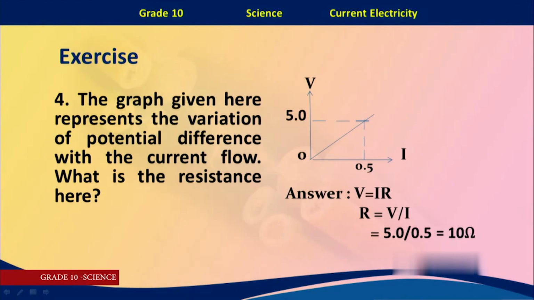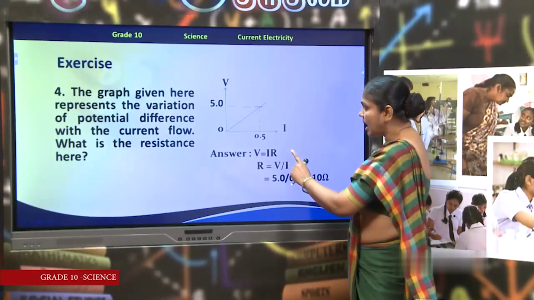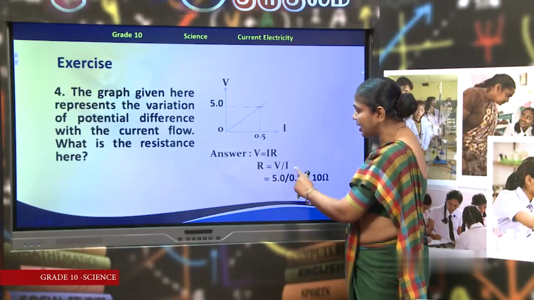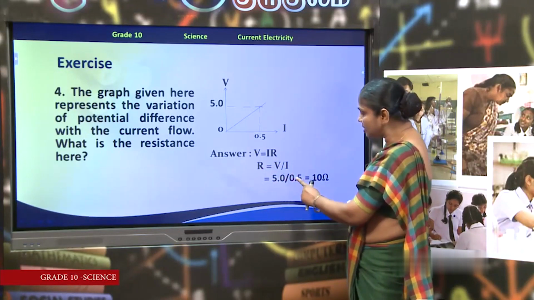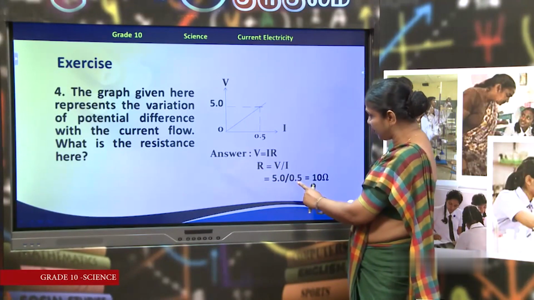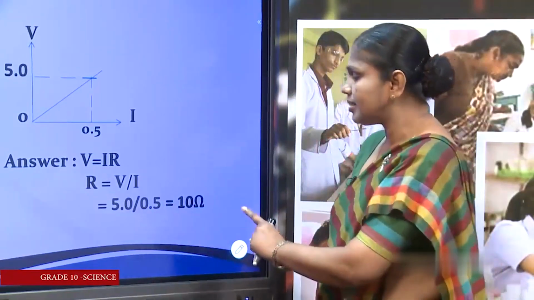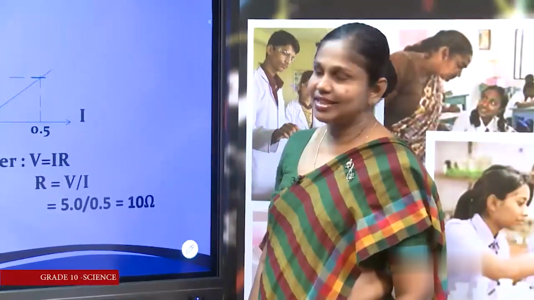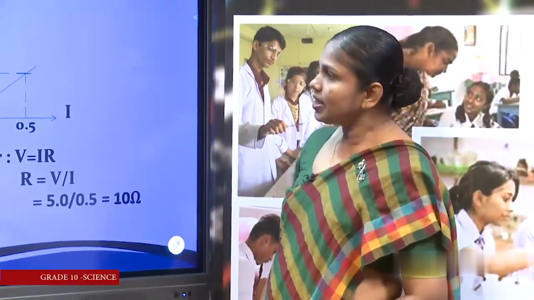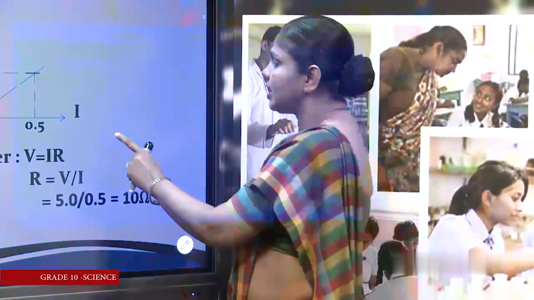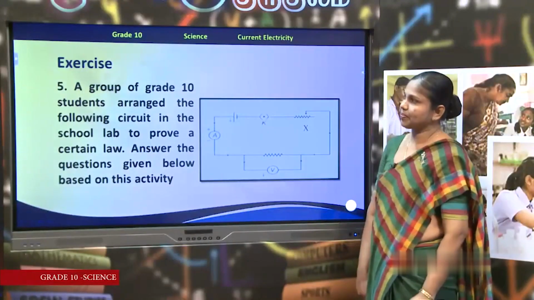You get here V equals IR, R equals V over I. V is 5 volt and I is 0.5 amperes. Then 5 over 0.5 equals 10 ohm. It is the answer. Okay, children. Now move to the next question.